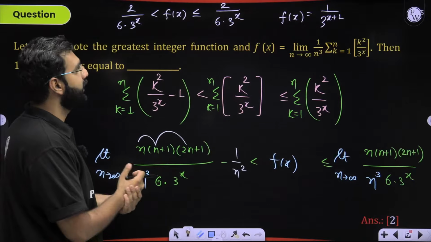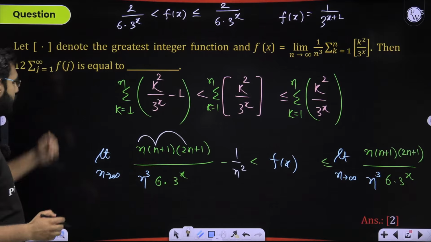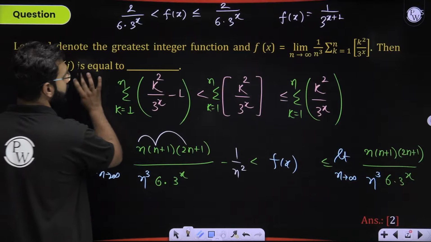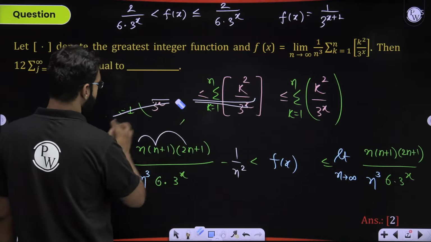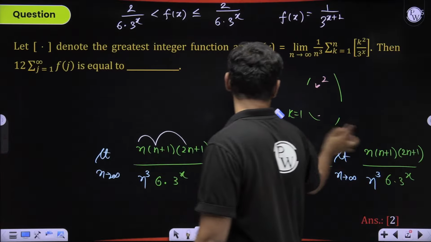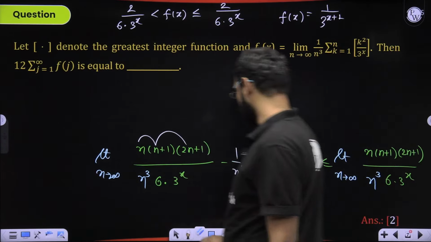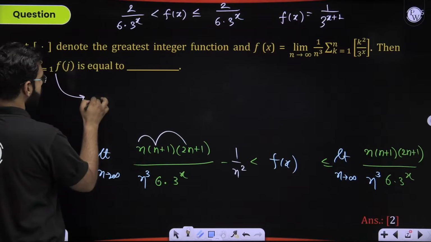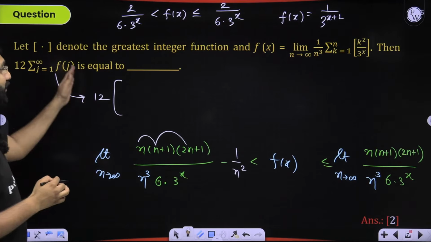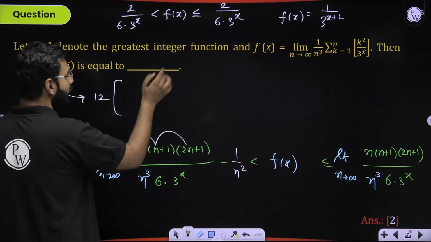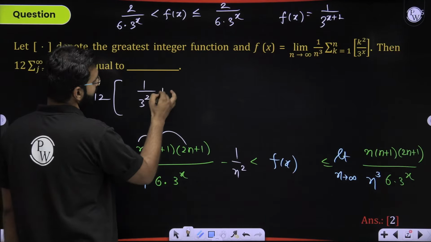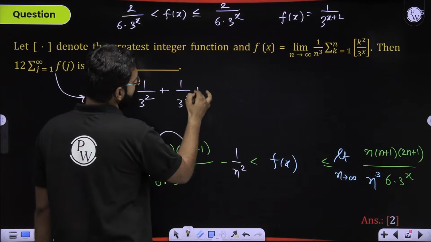Now if we have got an f of x, I think all we need is 12 times this. So can I do that here? I hope you're comfortable with that. If I solve it further here, this is 12 times summation of f of j, where j is from 1 to infinity. So if I put 1, it will be 1 by 3 square. If I put 2, it will be 1 by 3 cube, and so on until infinity.